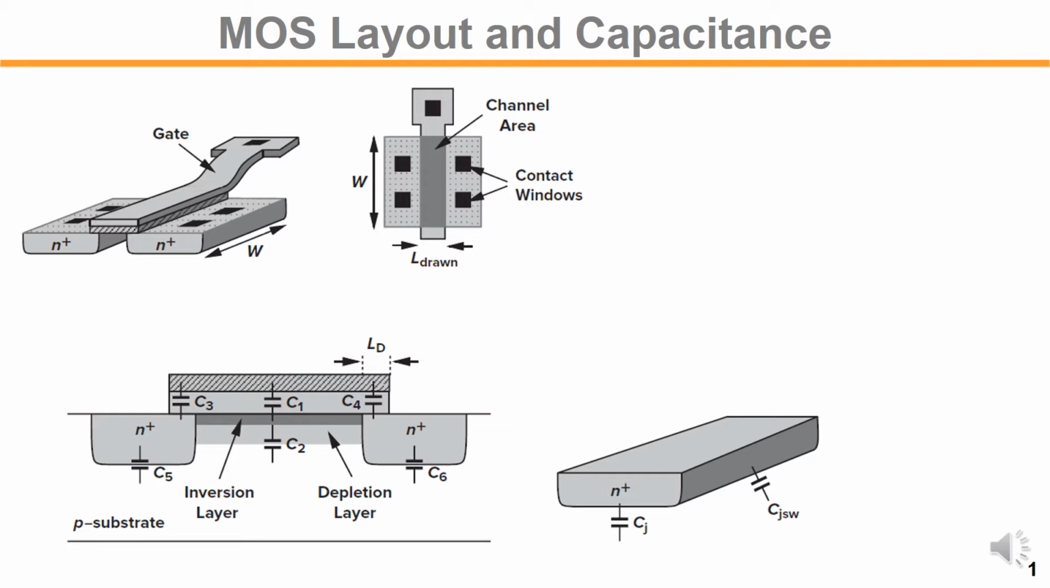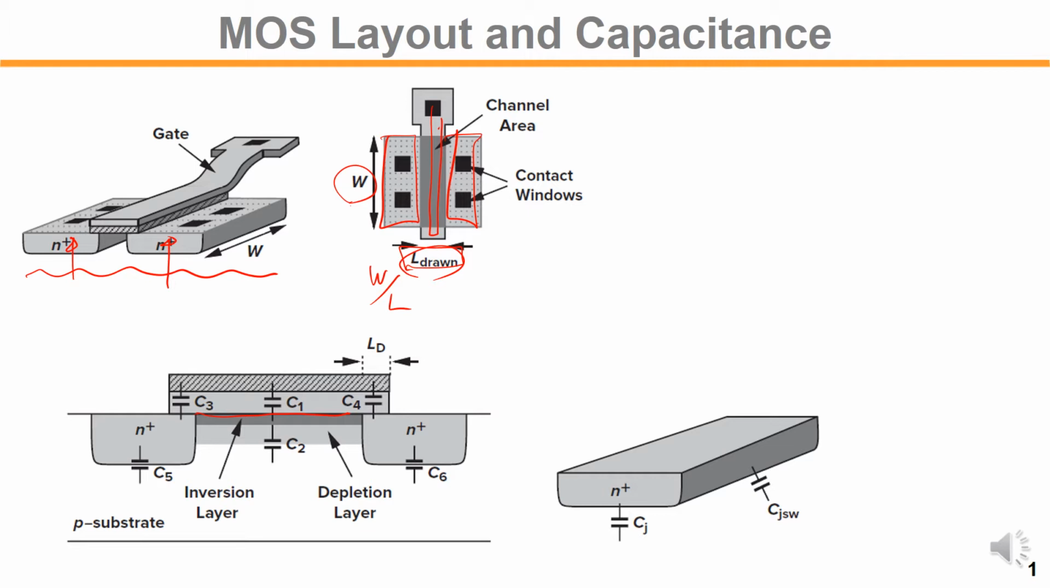This is a typical MOS layout. We have a gate and diffusion. It can be either source or drain depending on the current direction. From the top view, we have a gate and the diffusion, source and drain diffusion. For W over L size, we have a W width and L length. So the actual length, when you draw the length like this, but in reality the channel length can be shorter than what you actually draw.